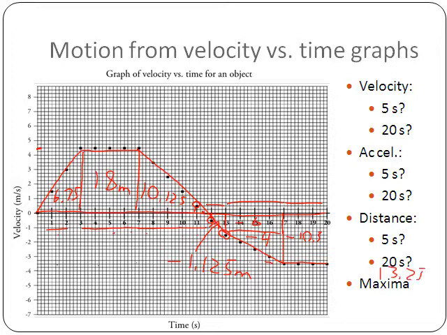So 13.25 would basically be what we have for meters. Meters is the distance or the displacement this object has at 20 seconds. So we go through a lot of steps there, but that's basically how it sets up. Our last question is simply one of maxima.